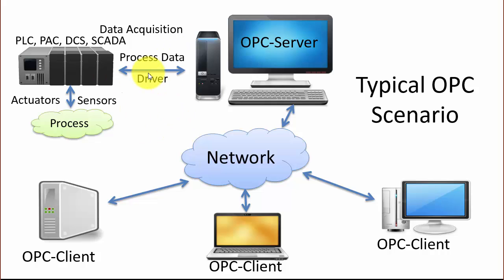So here you see a typical example. Here we have a PLC, a distributed control system or a SCADA system that control a process and measure some data within the process, and those data are sent to an OPC server, and then we could have multiple clients that read data from the OPC server, but we could also have OPC clients that write to the OPC server like this. And all these clients could be distributed in a network.